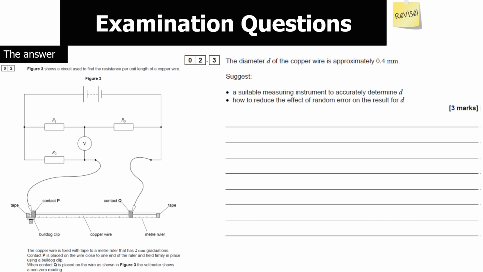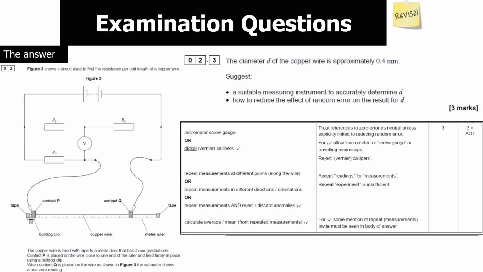Right, so again, it's really common to be asked what measuring instrument you would use to work out something, and then also how you'd use it accurately. So the first thing to note is we know that the diameter is approximately 0.4 millimeters. So we shouldn't be using a ruler for this because that value is too small. So it'd either be using a micrometer screw gauge, or we could be using a digital caliper. Now we wouldn't be using a vernier caliper because it would be difficult with the actual instrument, given the shape of the object that we're given.